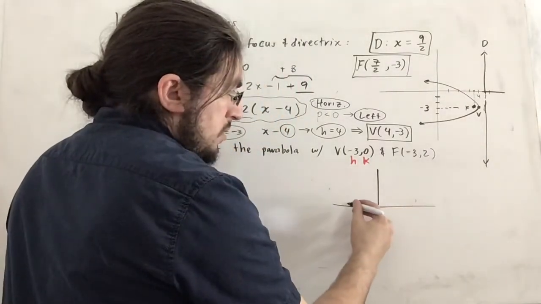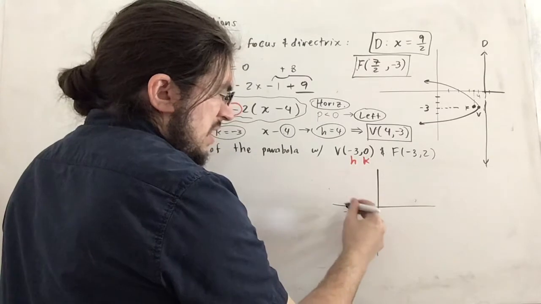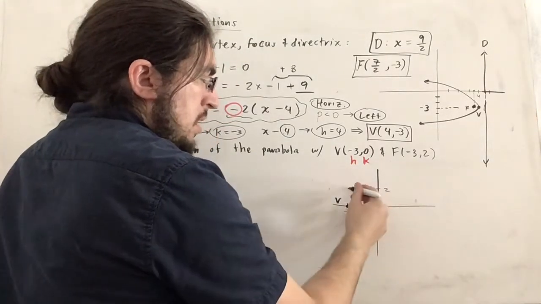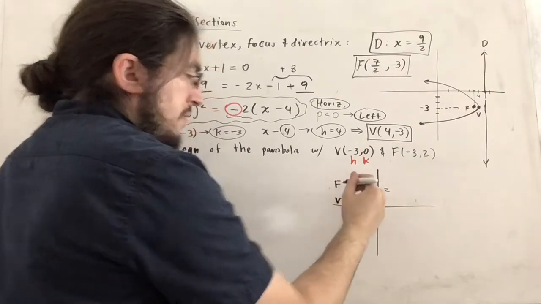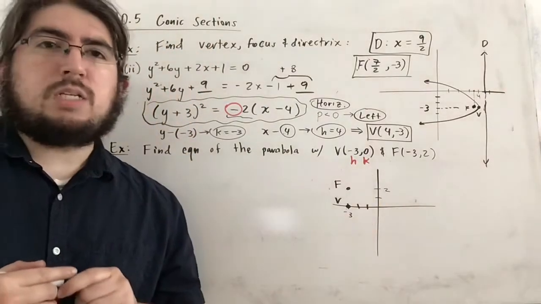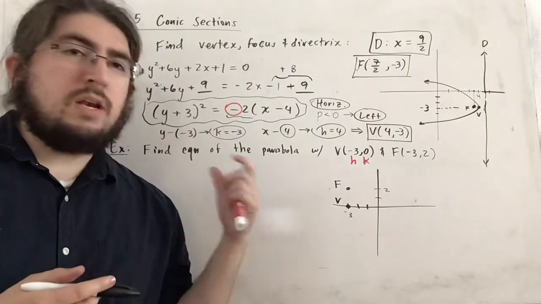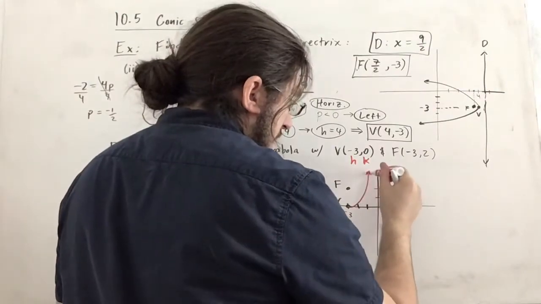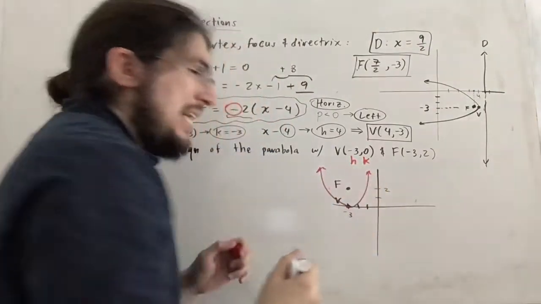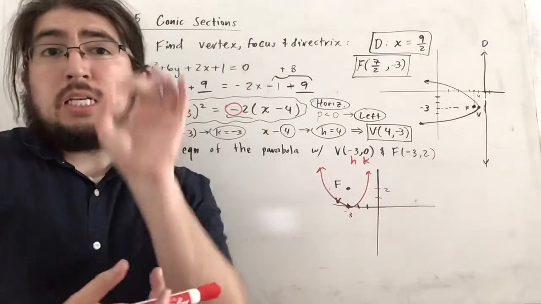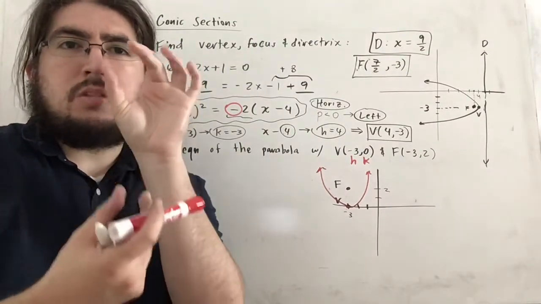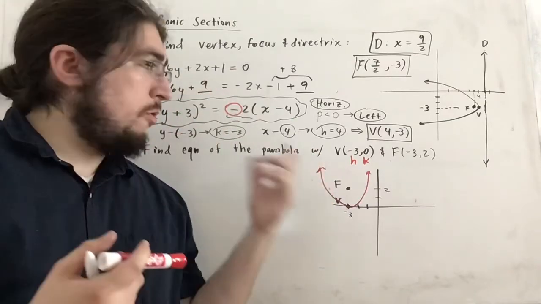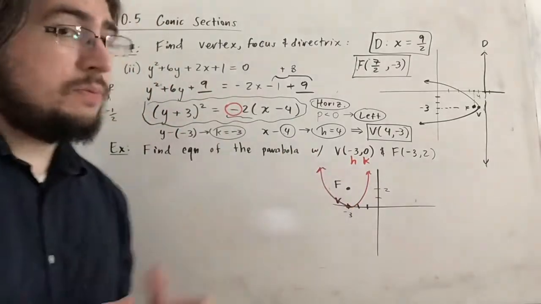Negative 3 comma 0 is over here. So let me label that as V. Negative 3 comma 2 is 2 above that. And that's F for focus. Now just looking at this, what do we know? We know that this has to be vertical and it has to open up. The parabola has to look like this in order for the focus to be directly above the vertex. So the orientation of focus and vertex will tell you exactly the orientation of the parabola. So that's pretty neat, actually.